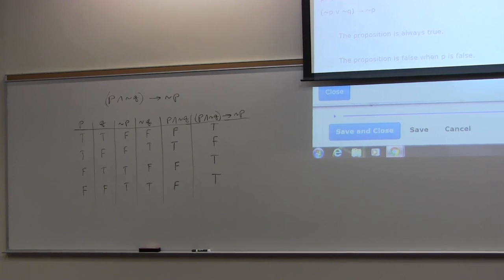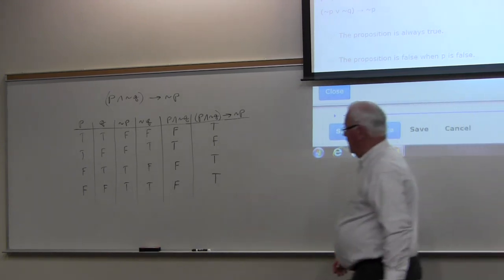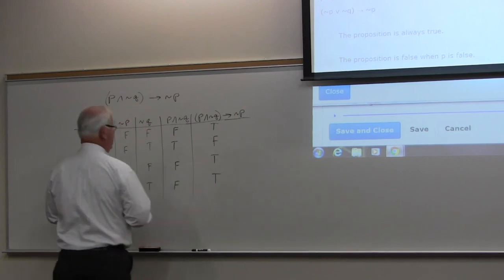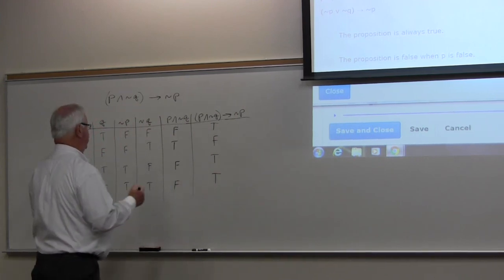I'm getting old. Okay, use a truth table to determine which of the following is true for this proposition. Not P or not Q implies not P. Okay, so, it's not P or not Q, right?